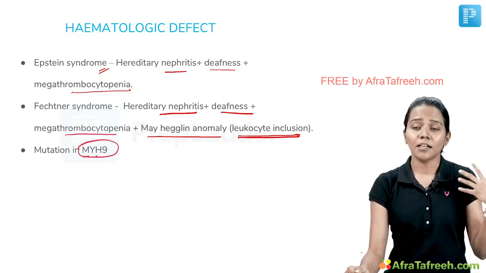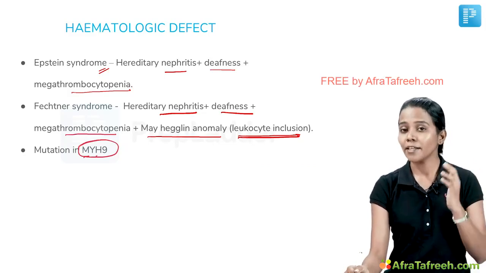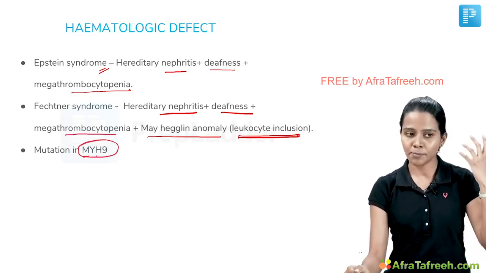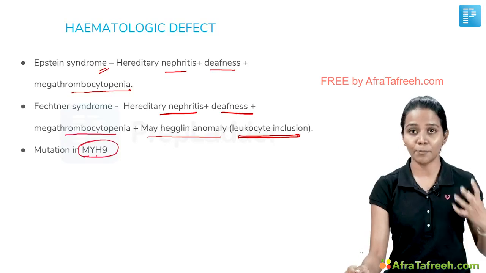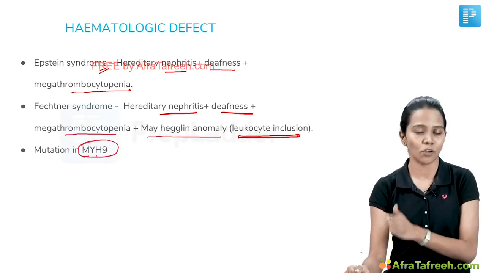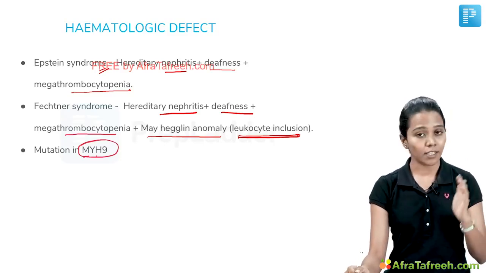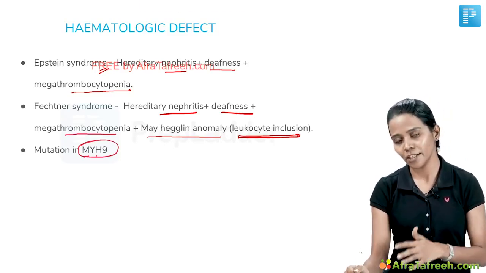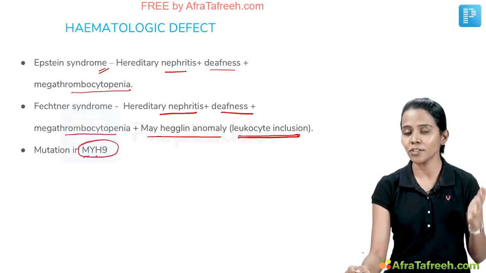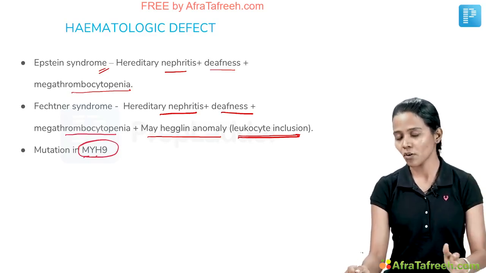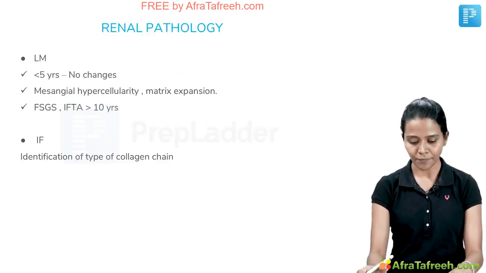So these are mimickers of Alport syndrome. But if the patient looks like Alport syndrome, that is, the patient has deafness and renal failure, but along with that the patient has hematological abnormality, which can be megathrombocytopenia or this May-Hegglin anomaly, which is leukocyte inclusion, then it is wiser to think in terms of diseases causing mutations in MYH9.